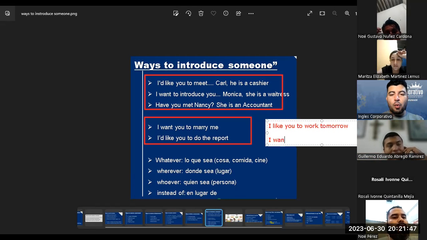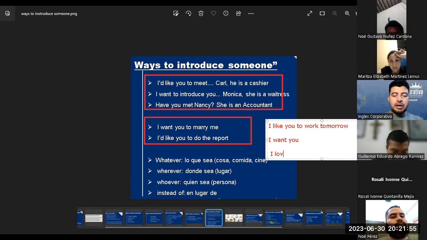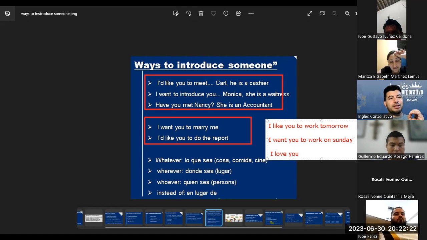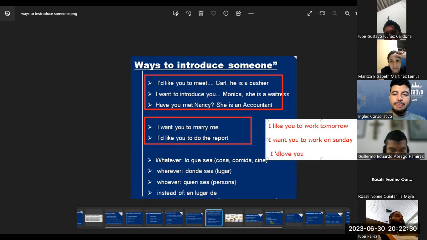Ahora, I want you, yo quiero, te quiero. I want you es te quiero. ¿Cómo? I love, te amo, I love you. Pero, si escriben, I love you to work on Sunday, les están diciendo, quiero que trabajes el domingo. Importante, this is very important. If a person tells you just, I want you, si alguien les dice, sí, alégrense, los quieren. Pero si les dicen, I want you to work on Sunday, quiero que trabajes el domingo. Igual, también está esto. I would love you, ¿verdad? Me encantaría que tú envíes el reporte.